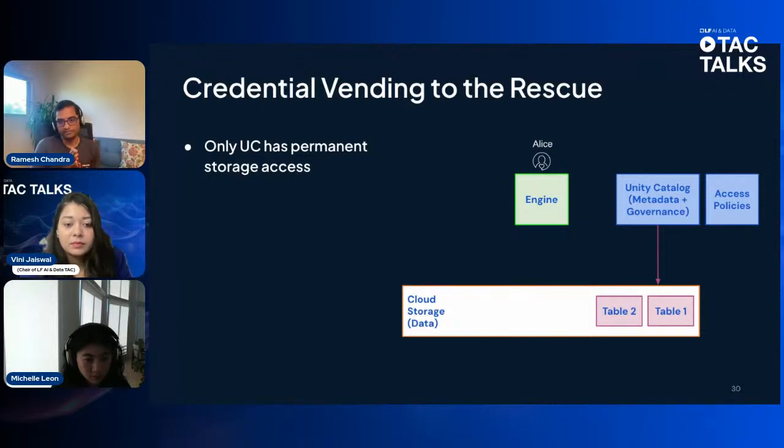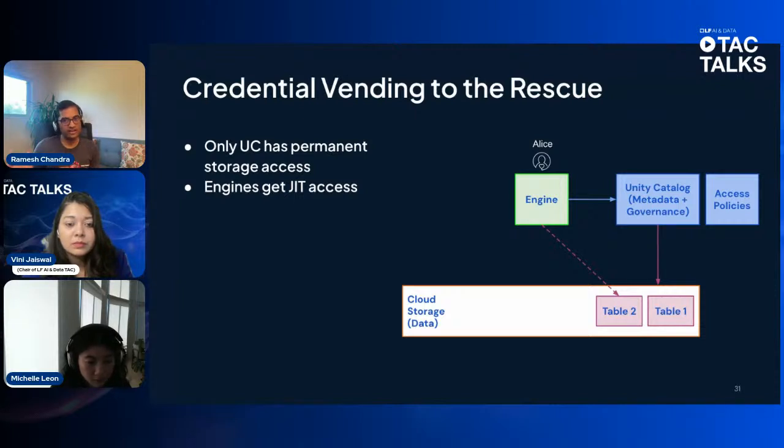With credential vending, the catalog is now responsible for not just the metadata, but metadata and governance, right? Only the catalog has permanent storage access. It has access to all of the data, and the engine is only granted access on a just-in-time basis. Going back to the previous example, if Alice wants to run a query on table 2, the engine would go ask the catalog for both the metadata as well as a credential to get access to the cloud storage for table 2.